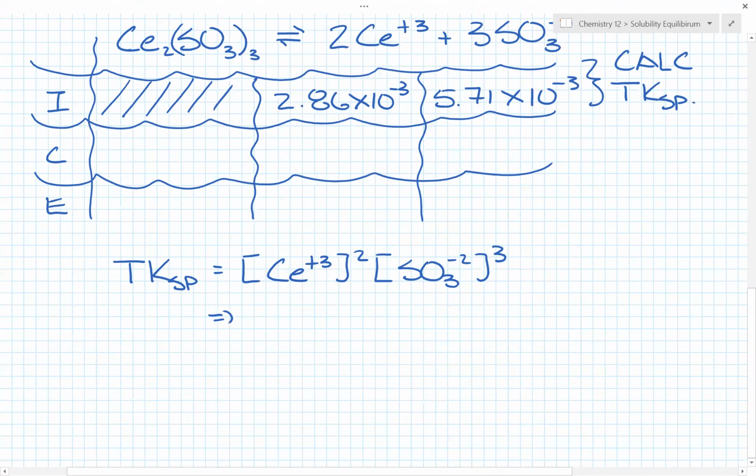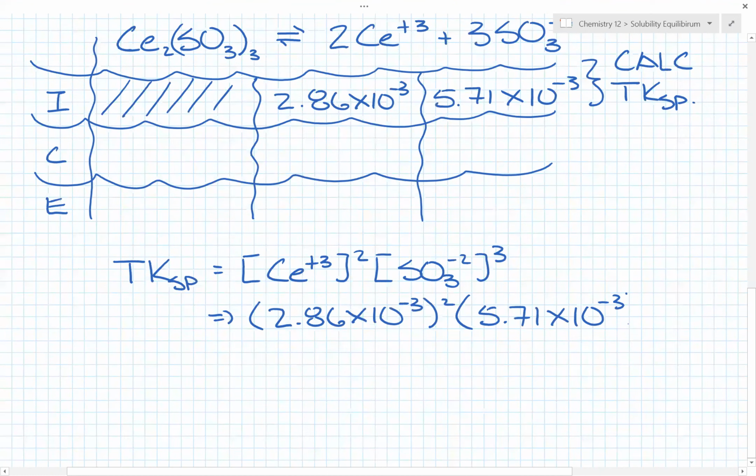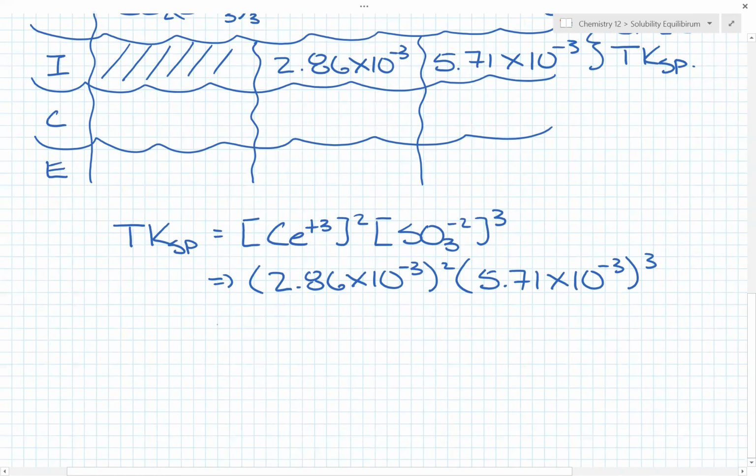So here would be 2.86 times 10 to the negative 3, all squared. You have 5.71 times 10 to the negative 3, all cubed. Let's do y to the 3 times 2.86 e negative 3 squared. So again, an answer of 1.53 times 10 to the negative 12.